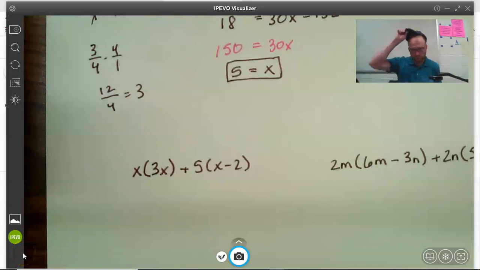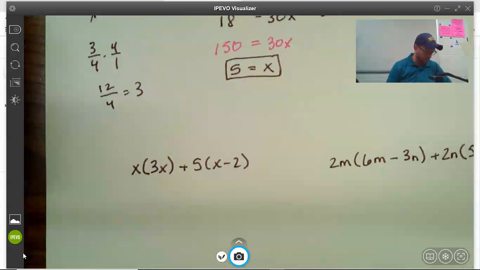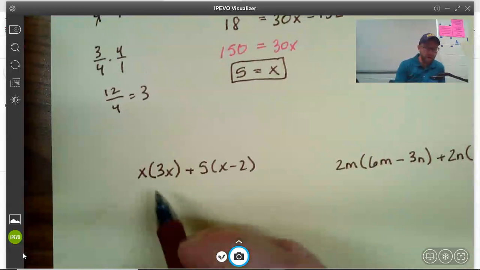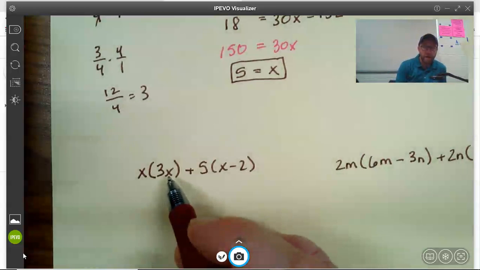Here we're going to use distributive property to simplify some expressions. One involving lots of actual integers and the other involving more variable expressions. All right, so let's see. Here, 3 times 3x.